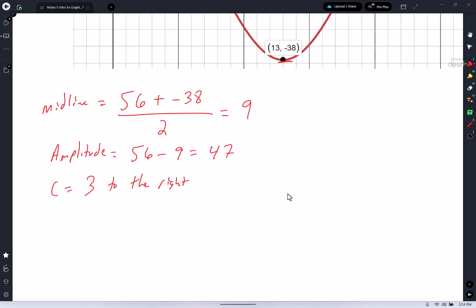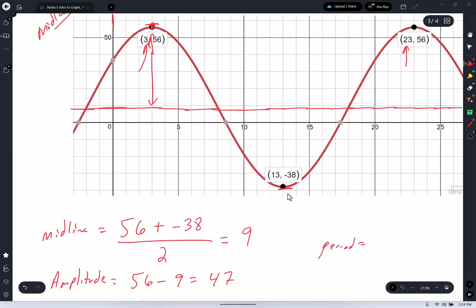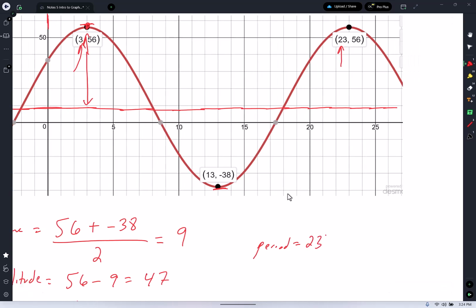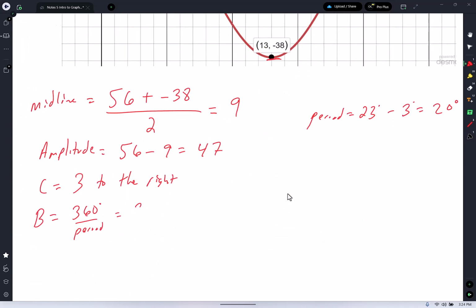Let's see, what else? I'm just missing the midline. Oh, I already got the midline. I got everything I need except for the B. So the B is 360 divided by period. So let's figure out what the period is. I have a peak at 3 and I have another peak at 23. So 23 degrees minus 3 is 20. So I'm going to come back and I'm going to go 360 degrees divided by 20 degrees. And that's going to give me 18. So there it is. I got everything I need. Y equals amplitude. What's the amplitude?